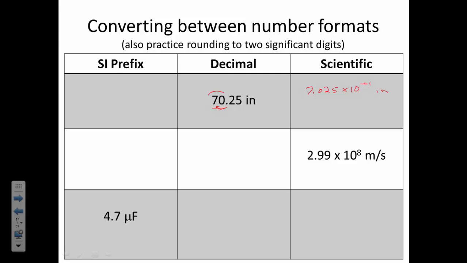When we have digits, don't forget the units. Let's round this now to 2 significant digits. Those are the 2 digits, and we're looking at 2 rounding. So it's going to end up being 7.0 times 10 to the power of 1.